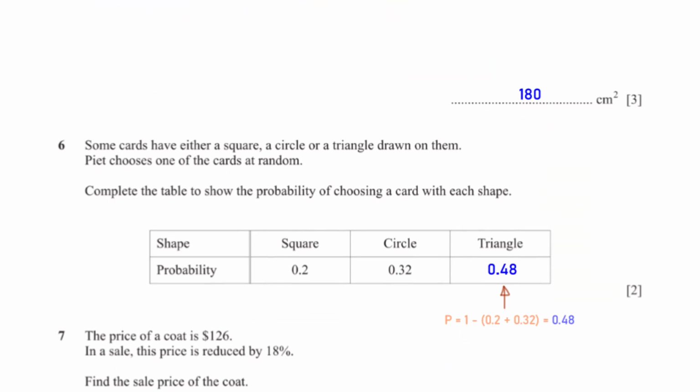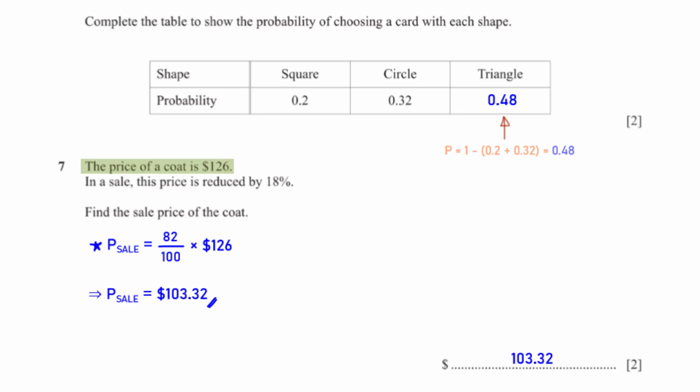Some cards have either a square, a circle, or a triangle drawn on them. Piet chooses one of the cards at random. Complete the table to show the probability of choosing a card with each shape. The sum of all the probabilities must add up to 1. So to get the probability of choosing a card with a triangle, we subtract the sum of 0.2 and 0.32 from 1. This gives us 0.48.